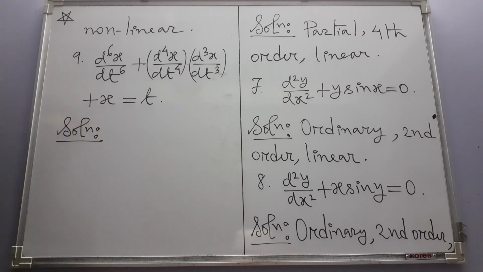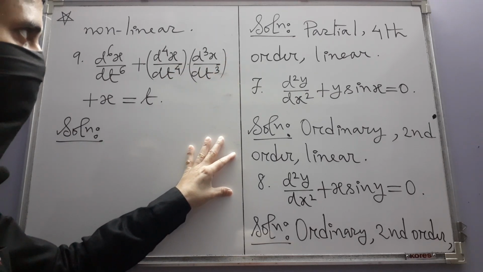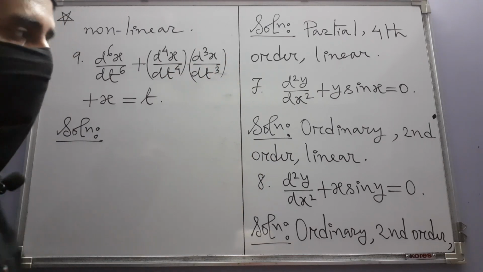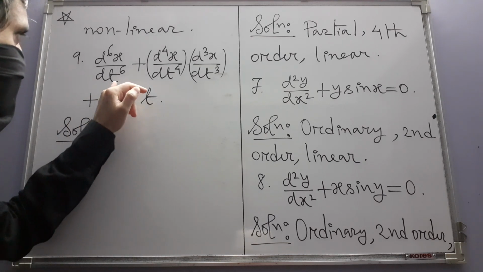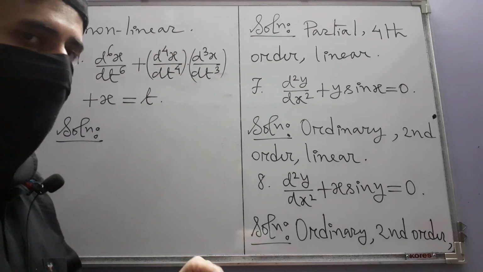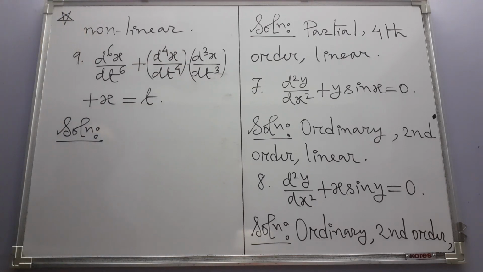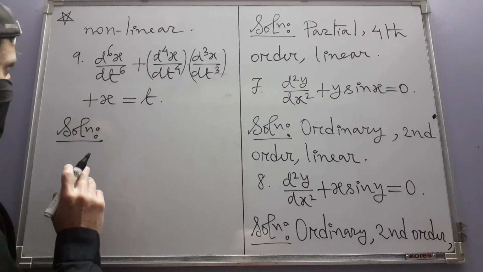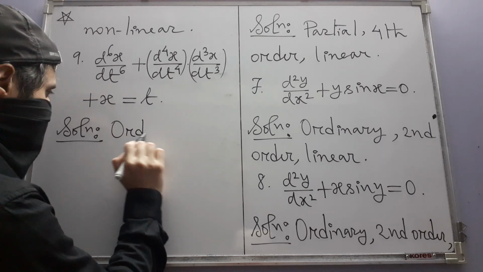Use of x as the dependent variable may suddenly be confusing again, but you do not get confused. Here the function is x, or the dependent variable is x, and the input is denoted by t. That's all. First of all we have to say whether it's ordinary or partial. Ordinary, of course.